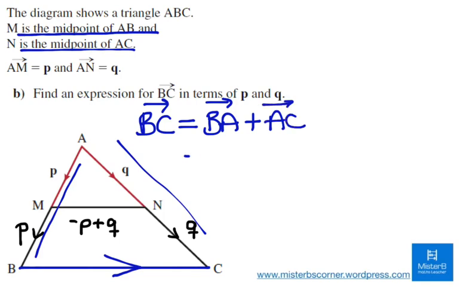And I'm going to write down the expressions. From B to A it is 2P, but in opposite direction, so it's going to be minus 2P, plus AC is 2Q. And I'm done with this.